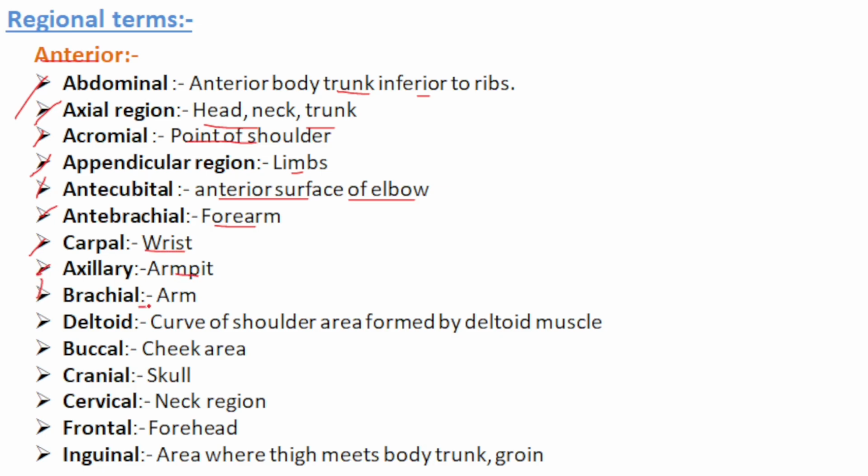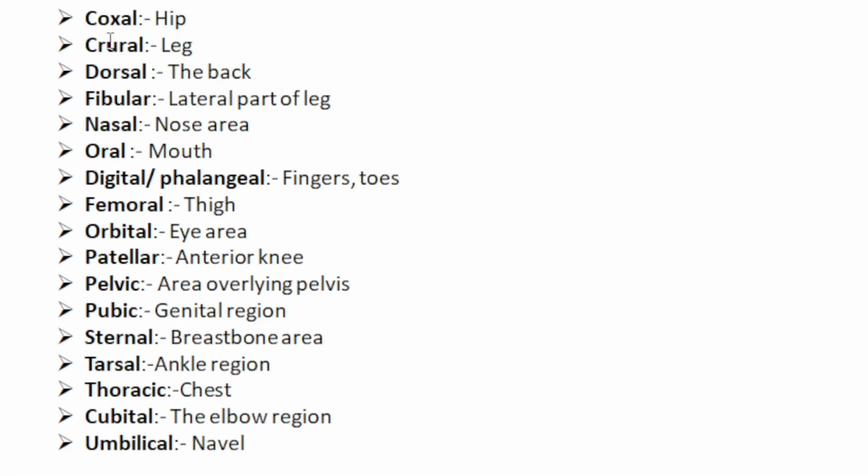Brachial, arms. Deltoid, curve of shoulder area formed by deltoid muscle. Buccal, cheek areas. Cranial, skull. Cervical, neck region. Frontal, forehead. Inguinal, area where thigh meets body trunk, or groin. Coxal, hips. Crural, legs. Dorsal, the back. Fibular, lateral part of legs.